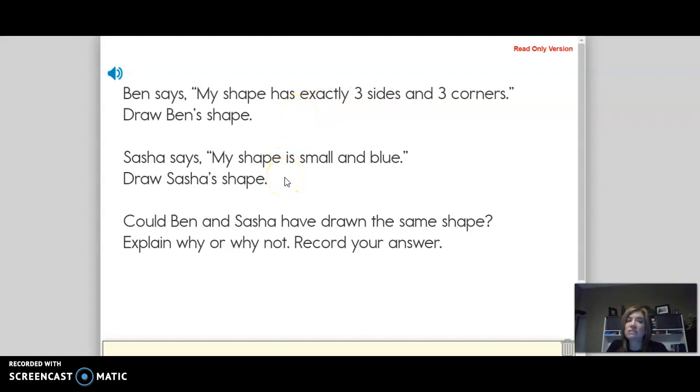When we look at Sasha's response about her shape, she says that her shape is small and blue. She doesn't say anything about sides and corners, but we know that we could draw a small blue triangle. We could also have drawn a small blue square or a small blue hexagon. All right, so Ben and Sasha could have drawn the same shape because maybe Sasha's shape was a triangle. She never gave any defining attributes about it. She never said the amount of sides or corners that her shape has.